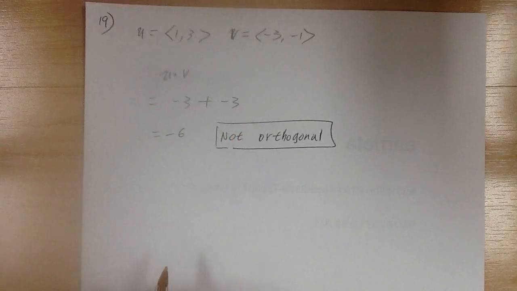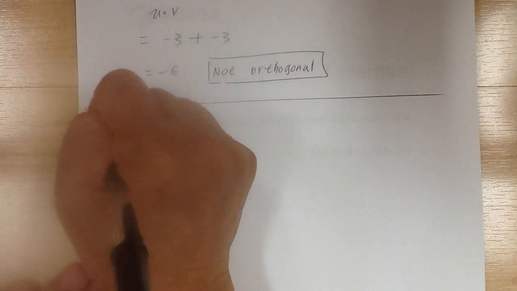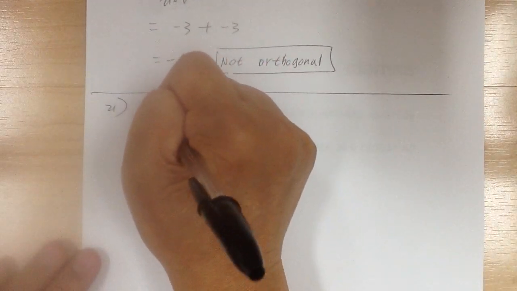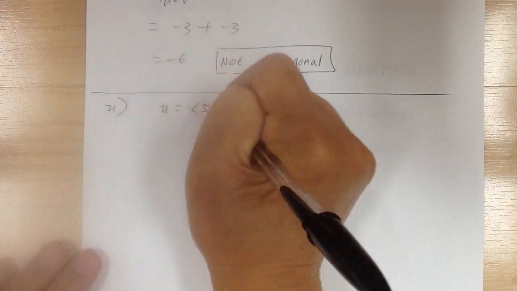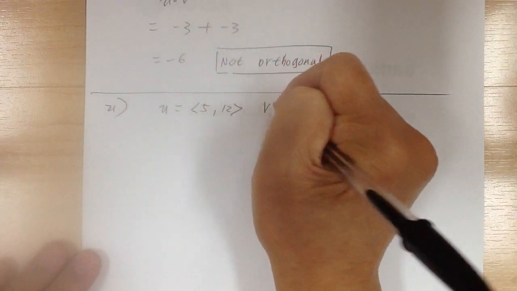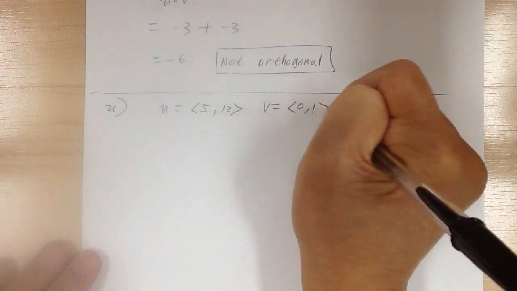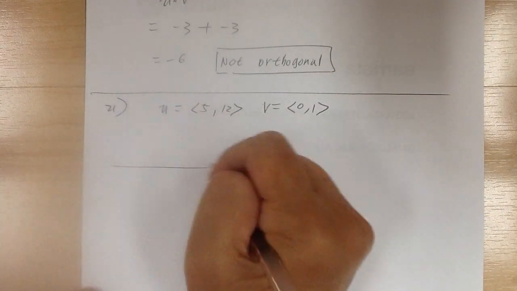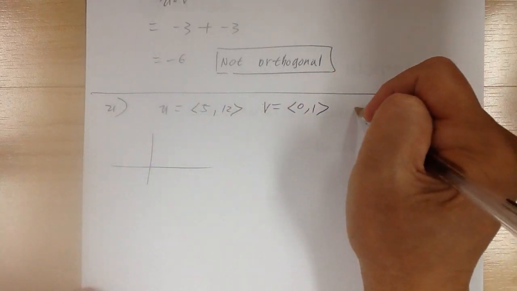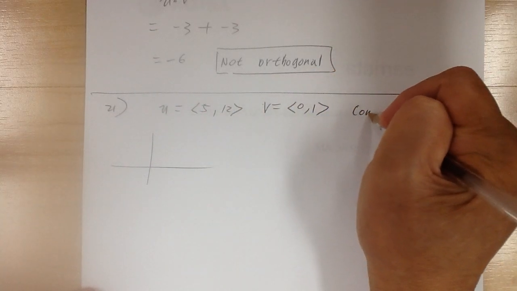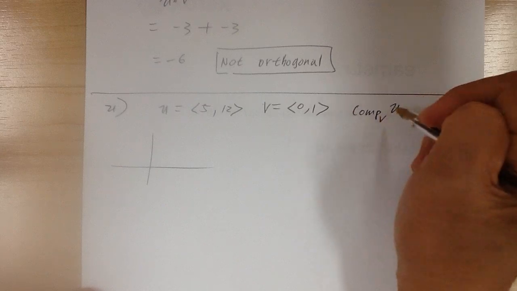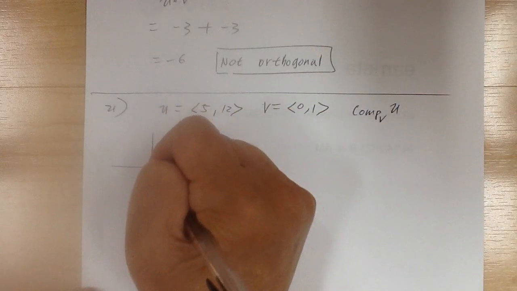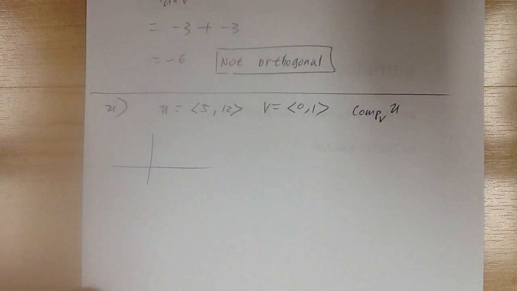Okay, 20. Let's go to 21. You have u equals (5, 12) and v equals (0, 1). Again, you're looking for the component of u on v. So basically what you have is, imagine you have the, let's not do this.